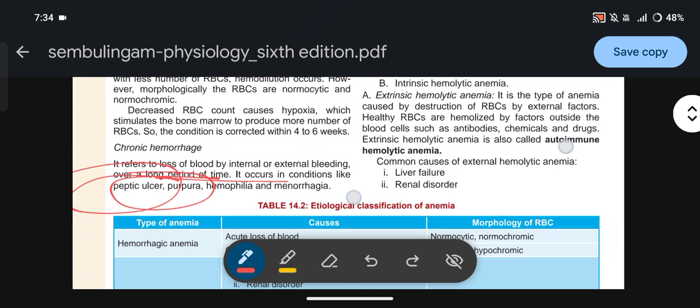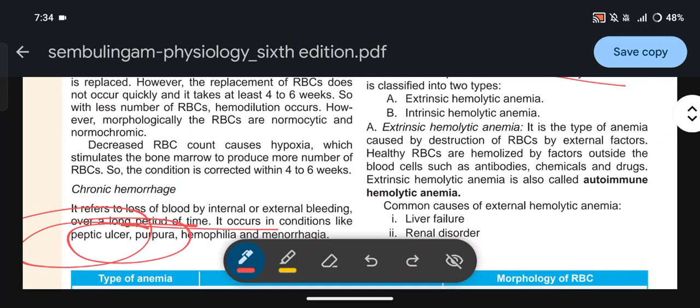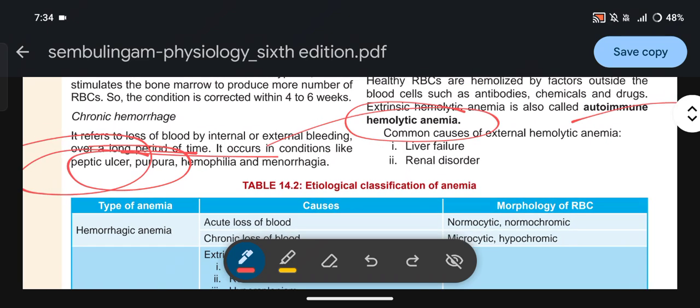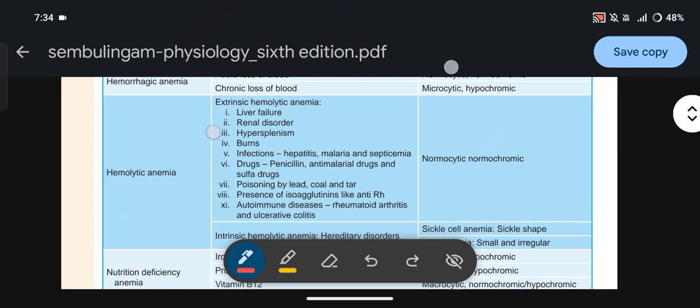Now, first of all, what is extrinsic hemolytic anemia? It is the type of anemia which is caused by the destruction of RBC by external factors. Healthy RBC are hemolyzed by factors outside the blood cells such as antibodies, chemicals, and drugs. Extrinsic hemolytic anemia is also called autoimmune hemolytic anemia. Common causes of extrinsic hemolytic anemia are liver failure and renal disorder.